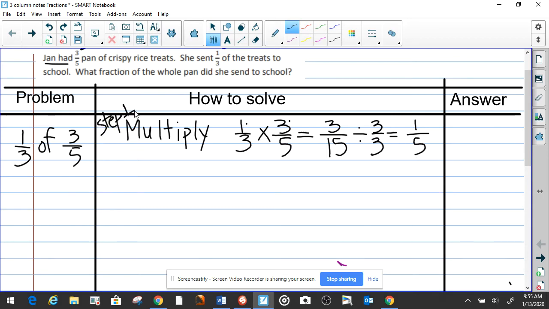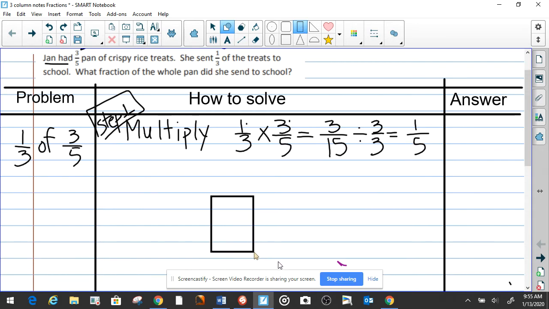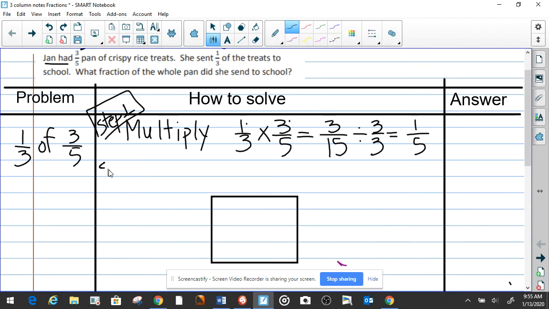Now we have to make sure this is correct. So we're going to prove it with a tape diagram. Let's call this step 2. Prove with a fraction model. It's like a tape diagram as well, but because we're working with fractions, we're going to call it the fraction model.